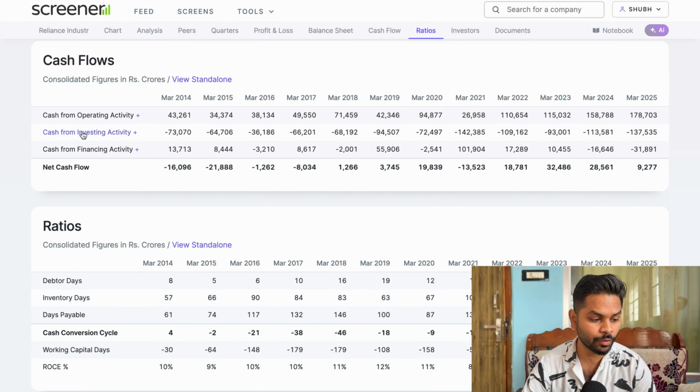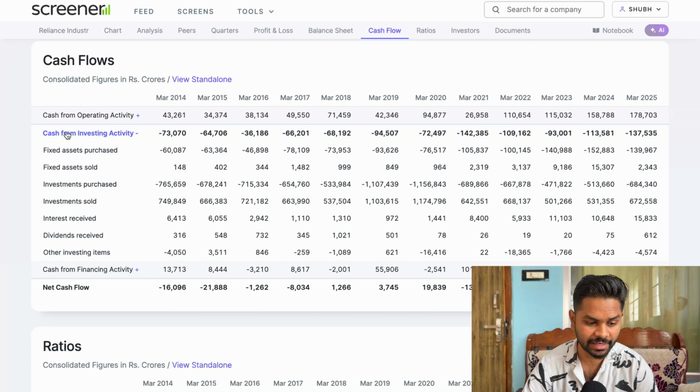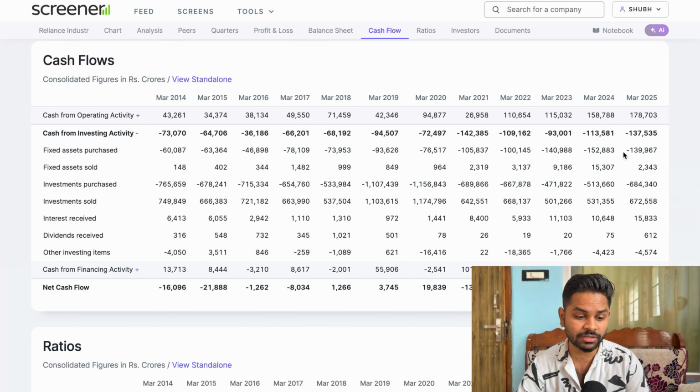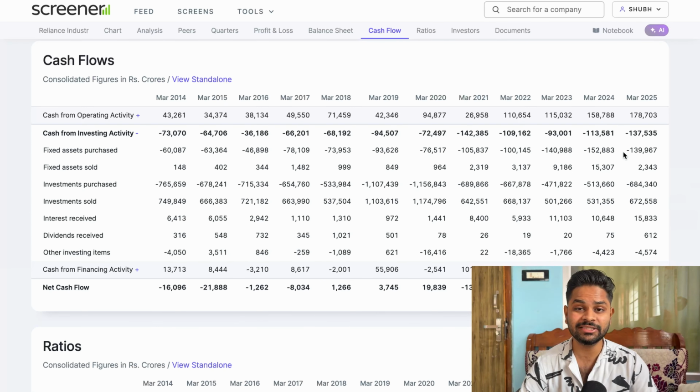Now we'll go into cash from investing activities, which means how much cash is coming in and going out through investment. Now click on investing activities, right? Fixed asset purchase means the company is purchasing fixed assets. Last year it was 152,883 they spent to buy fixed assets. This year it was 139,967. This time they have spent less on buying assets for the company.